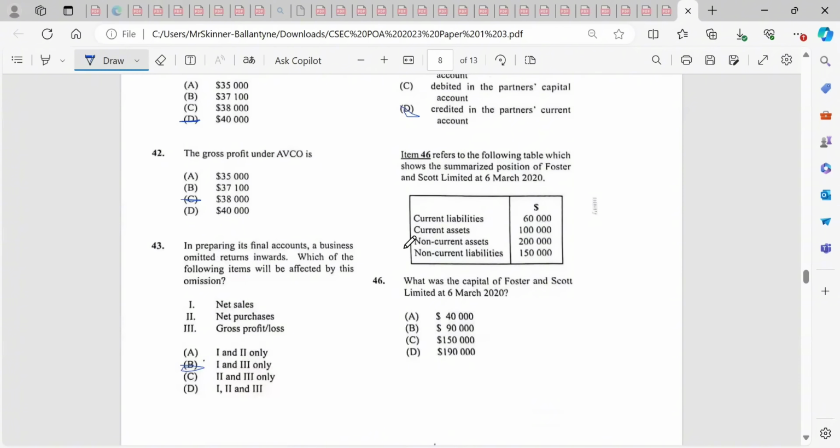46, we do this so many times. What is the capital? It's total assets take away total liabilities. Our assets will be the 100,000 plus 200,000, that's 300,000. And our liabilities would be the 150 plus the 60, that's 210. 300,000 take away 210,000 is B, 90,000.